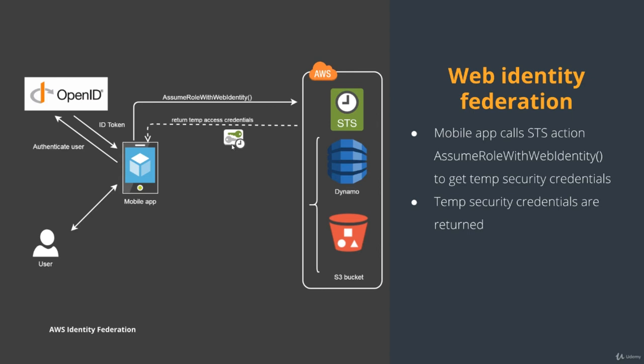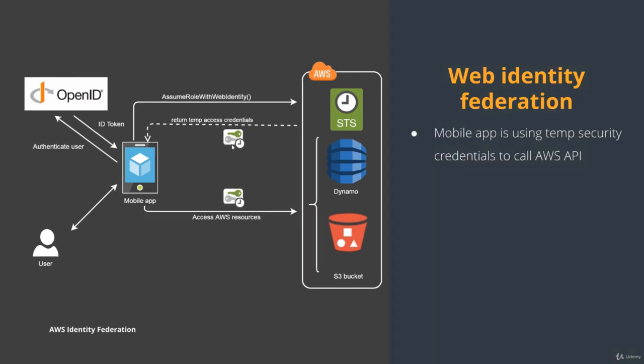STS verifies the ID token against the identity provider and returns back AWS temporary security credentials. In the diagram, I intentionally haven't included this token verification step, but be aware, STS is checking the token you have provided with the third-party provider behind the scenes. By default, temporary security credentials are valid for 1 hour. The mobile app should cache temporary credentials and issue another AssumeRoleWithWebIdentity call whenever the temporary credentials are no longer valid.